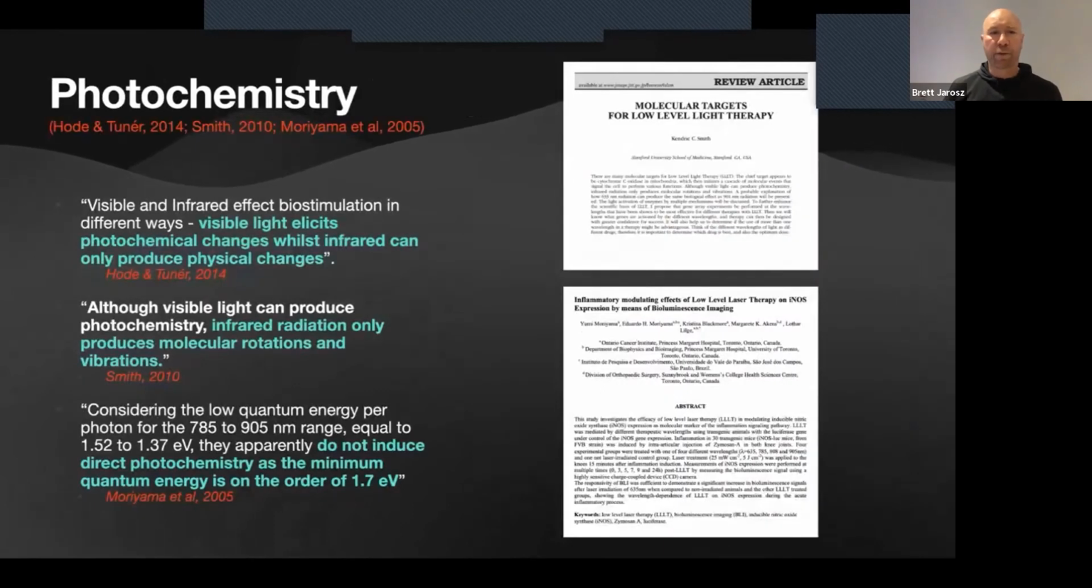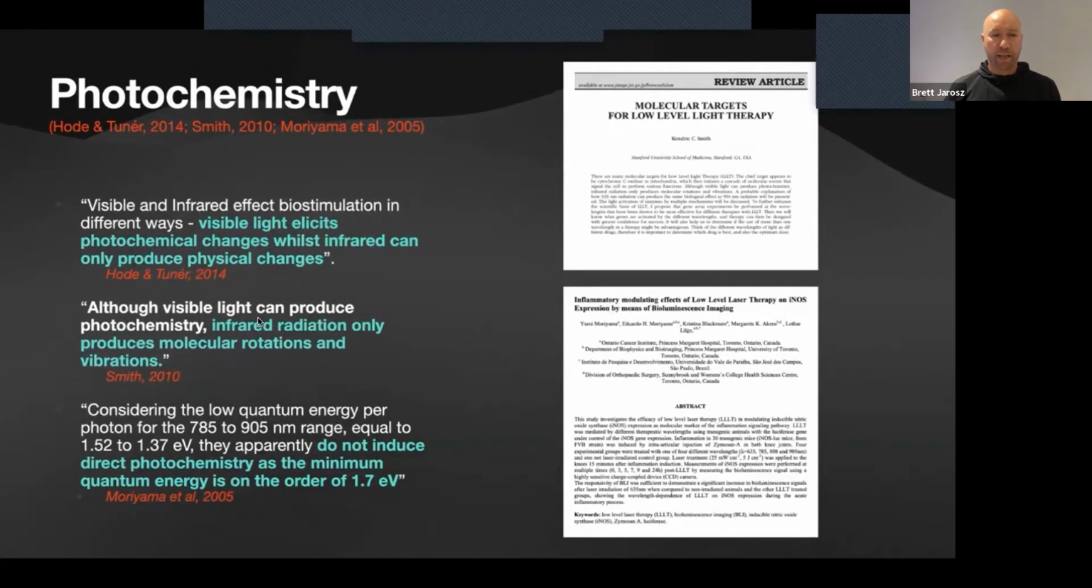So some of those reviews from the photochemical articles. So visible and infrared both affect biostimulation, but in different ways. So visible light elicits photochemical changes because of that electron volt component, whilst infrared can only produce physical changes. And then we'll break that down again into the next quote, which is visible light can produce photochemistry again, but infrared radiation only produces molecular rotations and vibrations.